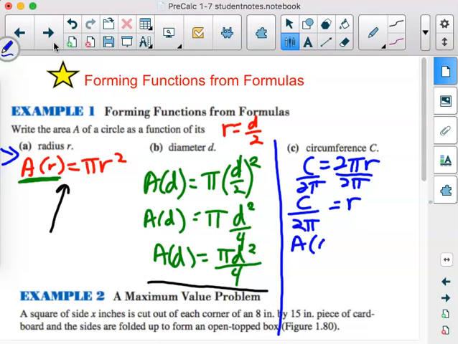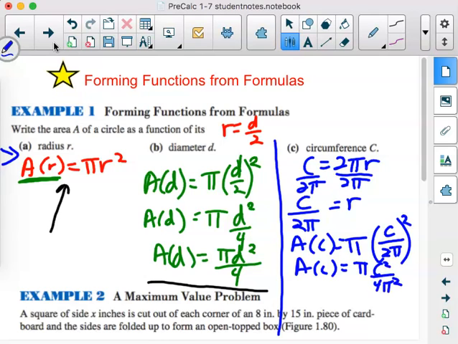So the area in terms of c will be pi times c over 2 pi, the quantity squared. So that will give me pi times c squared over 4 pi squared. And then I can do a little reducing here. So I can cancel out one of the pi's, and I will have c squared over 4 pi. And that would be the area in terms of the circumference.